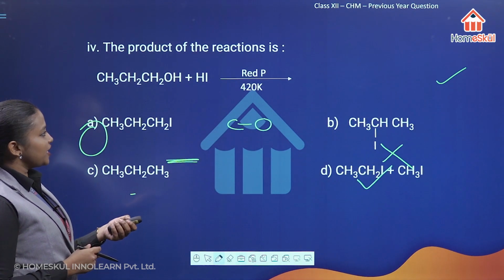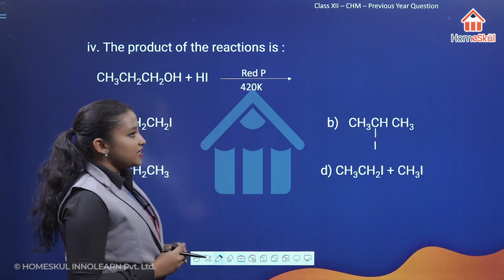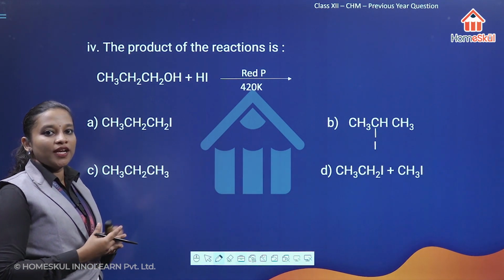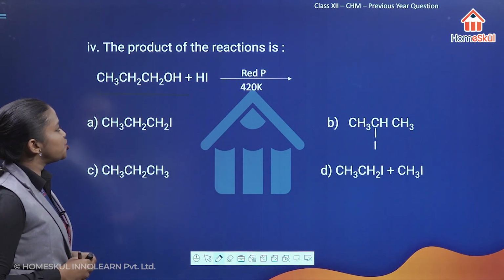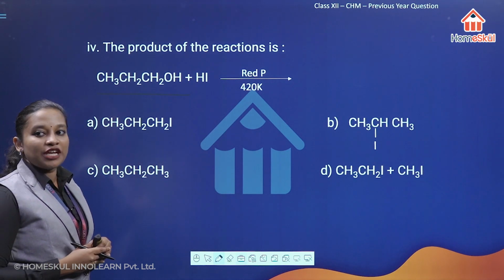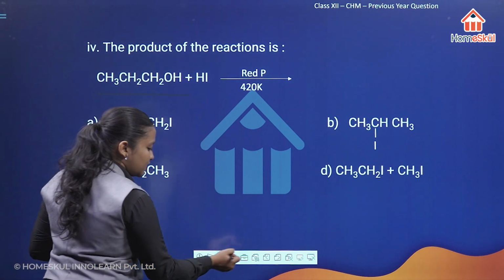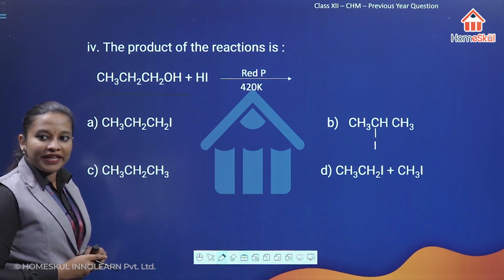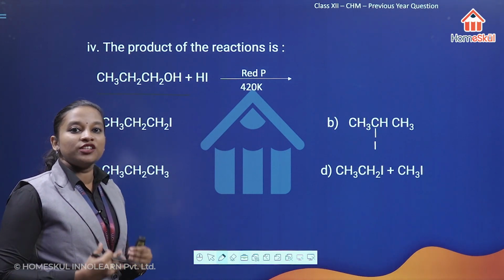Now, moving on to the next. Fourth one. Here we have a reaction, and you have to predict the product of the corresponding reaction. Here we have CH3CH2CH2OH plus HI in the presence of red phosphorus and 420 Kelvin temperature condition. So, what is the reagent here? We have propanol here. Propanol reacts with HI in the presence of a strong reducing agent, red phosphorus.